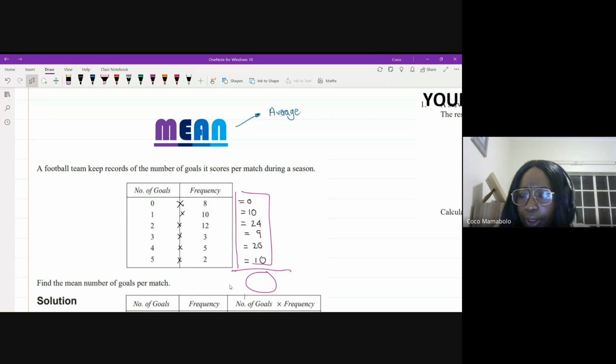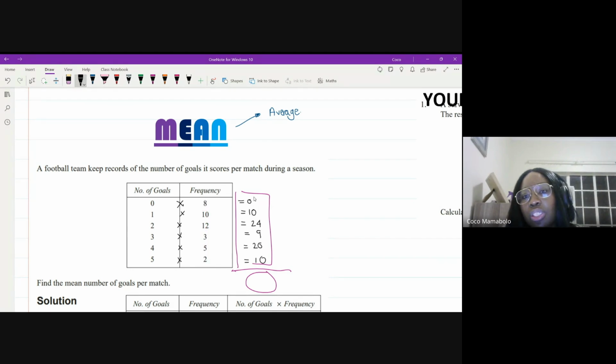Thumbs up? Are we seeing what Ma'am is saying here? Cool, good. So we're going to add all of these numbers up, and then ask, how many games did they play? They played 8 plus 10 plus 12 plus 3 plus 5 plus 2. If we add all of that up, that's 33, 38. They played 40 games.